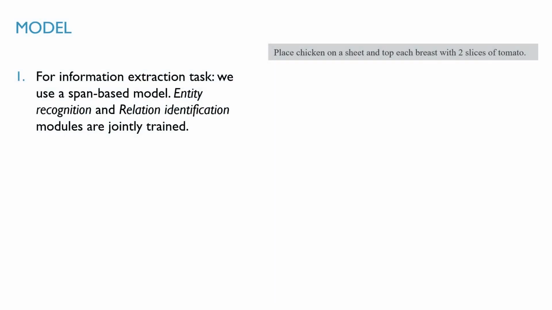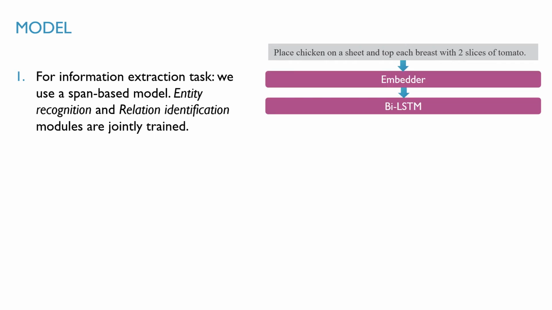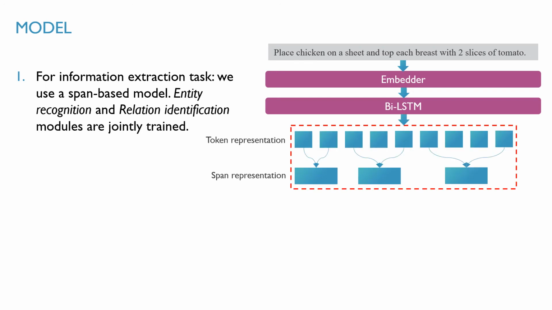We developed two models for the two tasks in terms of their independency with each other. First, we use a span-based model in which we jointly train two modules, entity recognition and relation identification. To feed the data into the model, first we embed all the tokens in a recipe and pass the embeddings to a bidirectional LSTM encoder. Then we have a sequence of token representation vectors.